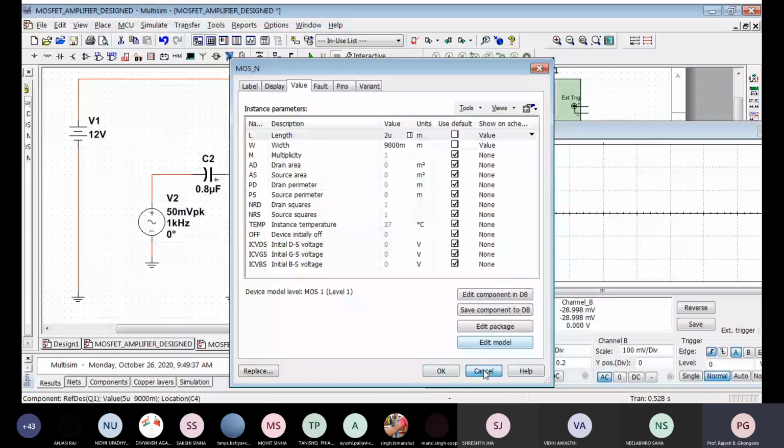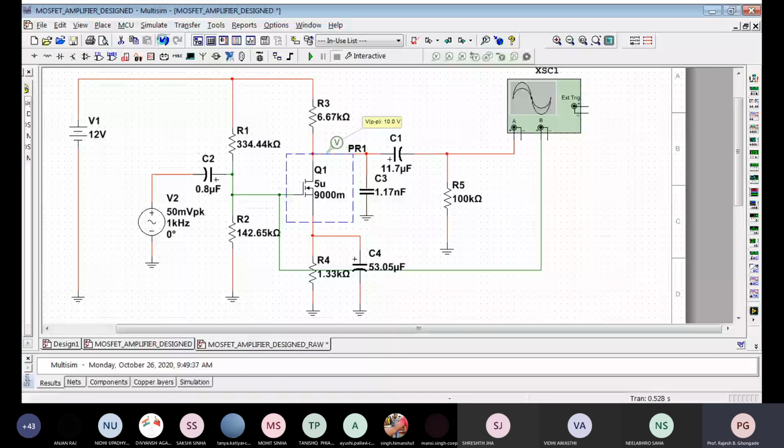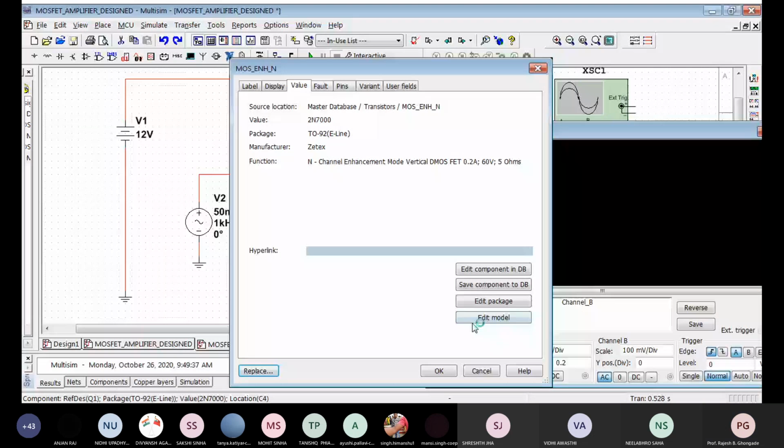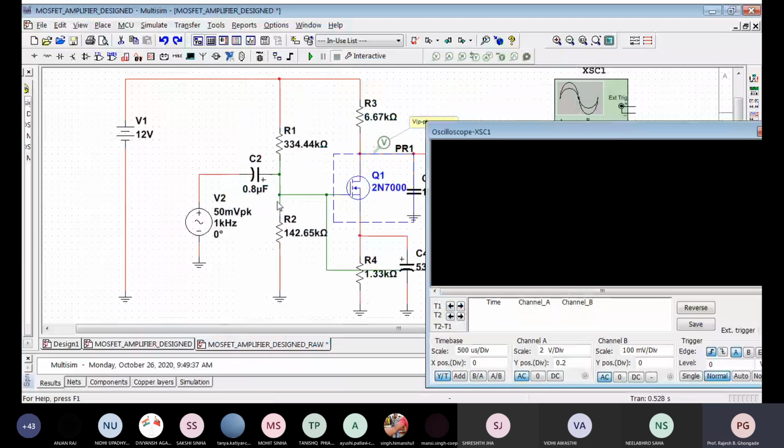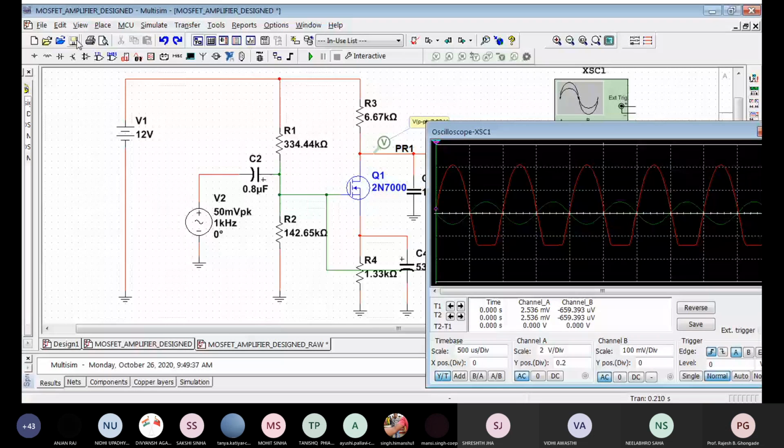I'll go back to the initial device and try to find out what is the L and W. So L happens to be 2 micro. Well, I don't want to confuse you with that. Let us not go into these things. Okay, fine. My output was like this. Now what I'm going to do is use the standard values.